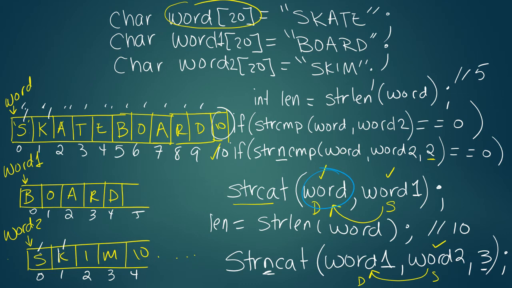Word 2 will stay the same, but the destination is going to change. It's going to need to find that null character, and then it's going to take 3 characters, S, K, and I, and then put the null character at the end. So now word 1 has been modified. Word 1 is now boardski, and word 2 remains the same because that was the source. So we've done string cat, strncat, string compare, strncompare, and string length. The next thing we need to do is string copy.